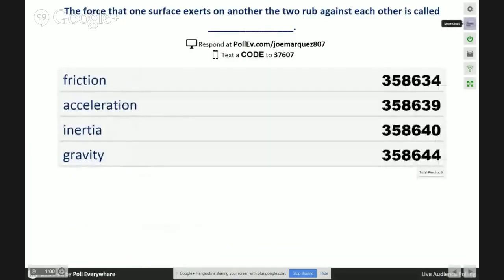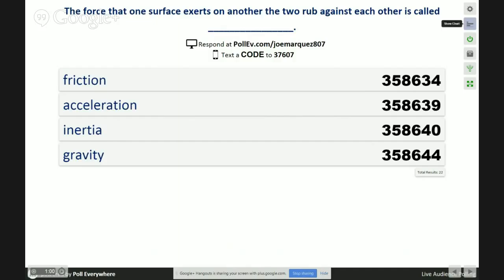Next. So what is the force called if you have an object that is rubbing against another object directly? We did a lab on this. Remember, we had a brick and we pulled it across cement, we pulled it across a desk, and we pulled it across carpet. What was happening between those two surfaces?